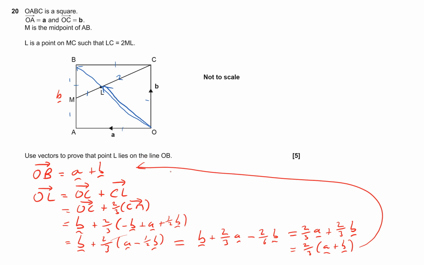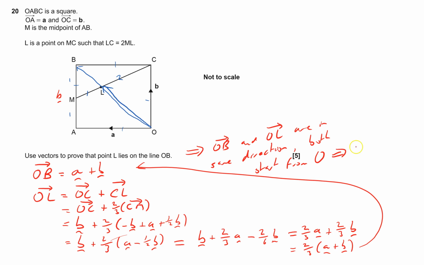Notice there, same direction. Therefore, OB and OL are in the same direction. Both start from O, therefore L must lie on the line OB. And that's done. And just going some way down along the lines of this would get you some marks.